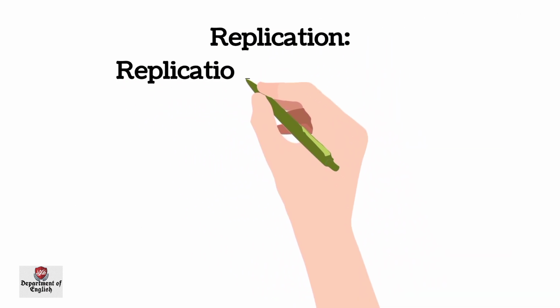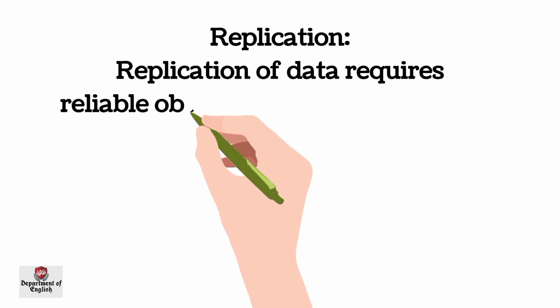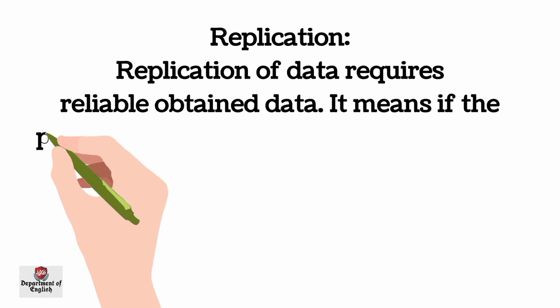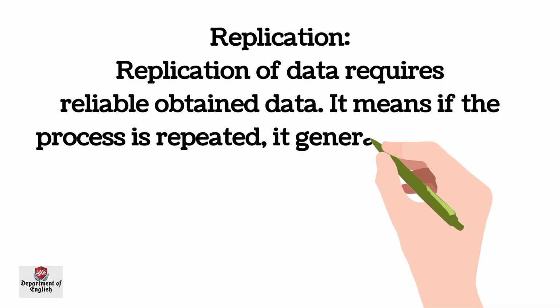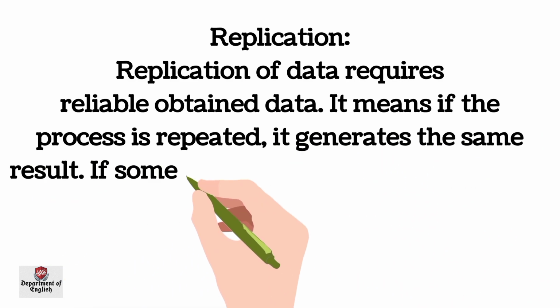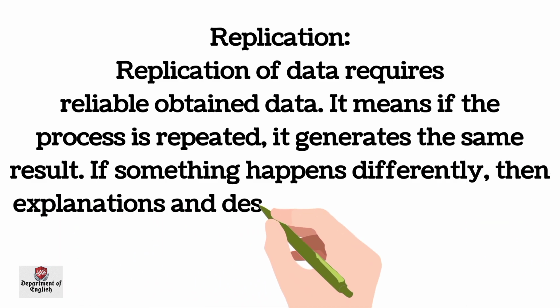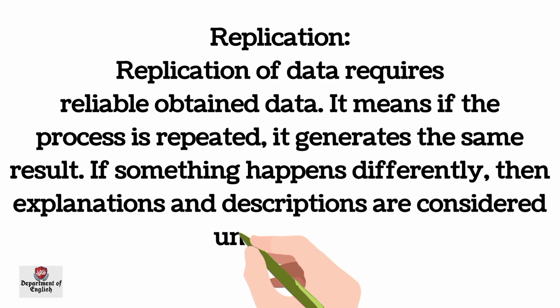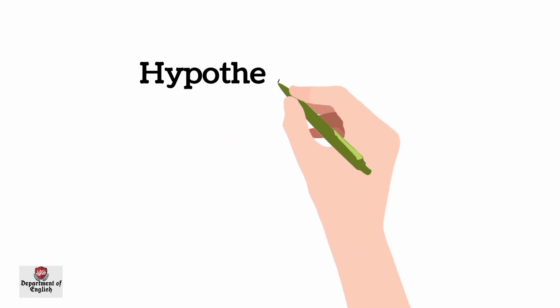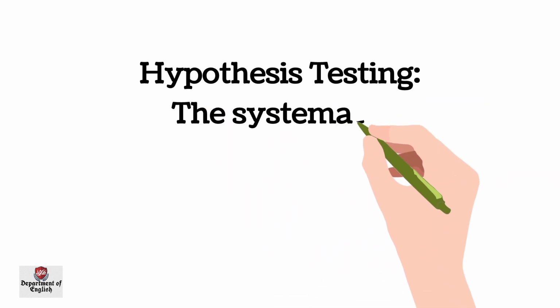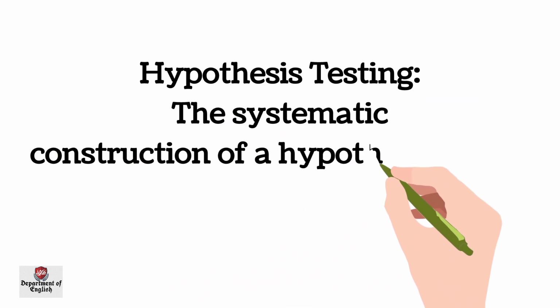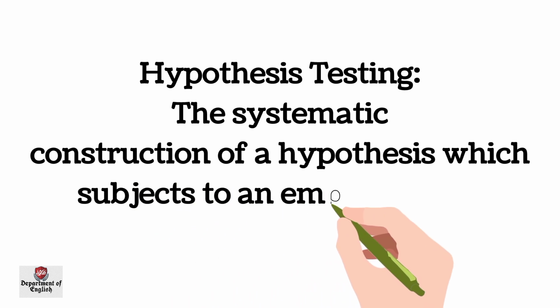Replication. Replication of data requires reliably obtained data. It means if the process is repeated, it generates the same result. If something happens differently, then explanations and descriptions are considered unreliable. Hypothesis testing. The systematic construction of a hypothesis which is subjected to an empirical test.